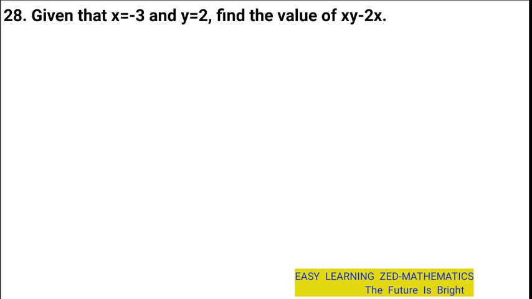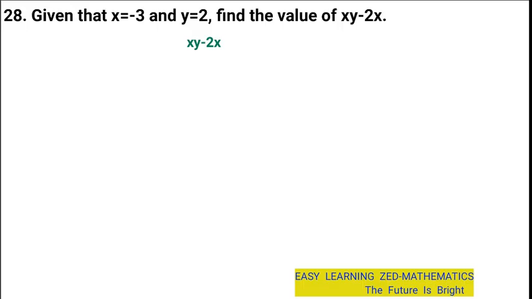Okay, question 28 was as follows. Given that x is equal to -3 and y is equal to 2, find the value of xy minus 2x. So I'm going to write the expression given down here. We are trying to find the value of xy minus 2x. So I'm going to start replacing letters by the values stated in the statement.